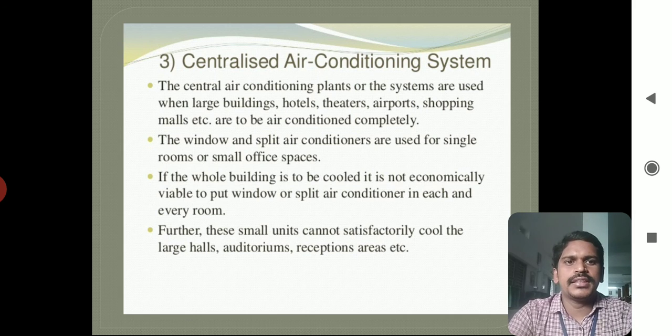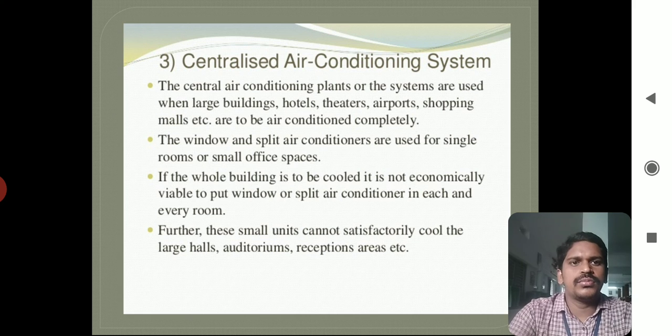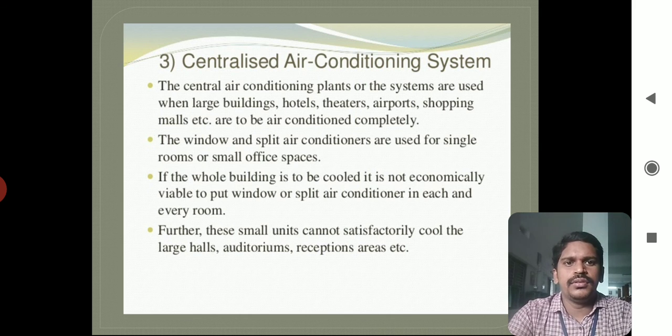Window and split air conditioners are used for single rooms or small office spaces. The window and split air conditioners were discussed in the previous class. In this class also, you use them for single rooms or small rooms or offices. If the whole building is to be cooled, it is not economically viable to put window or split air conditioners in each and every room.